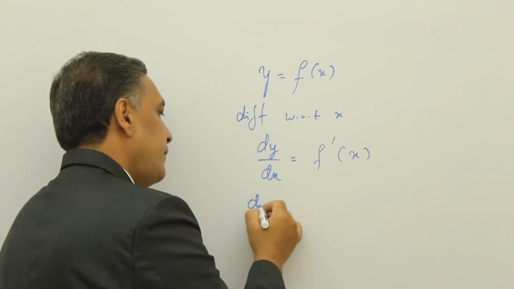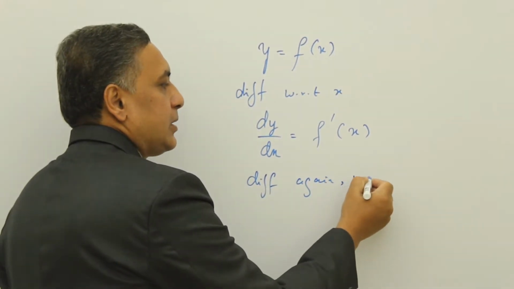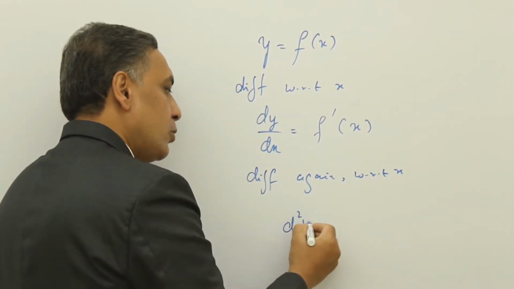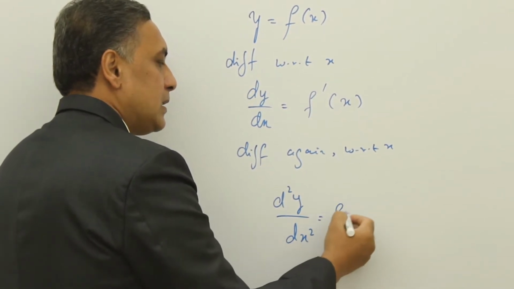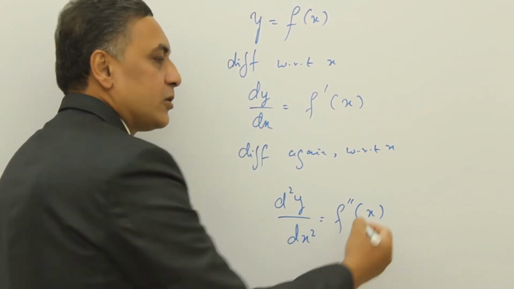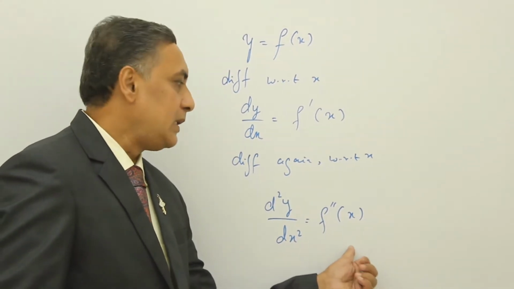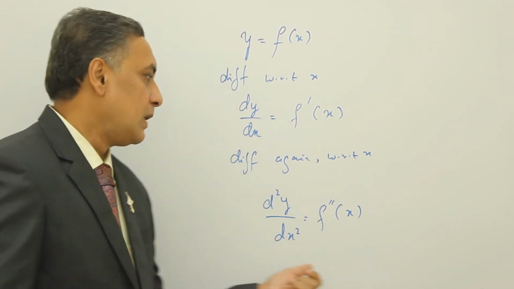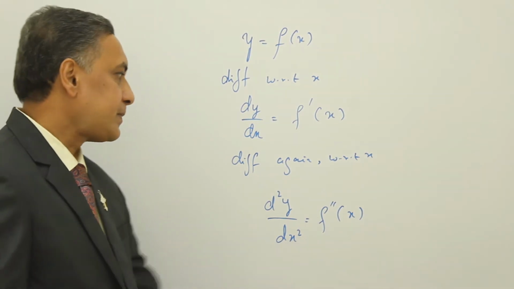So differentiate again with respect to x. Then you will be getting d square y divided by dx square. This is denoted by f double dash of x. This is called second order derivative, or it is referred to as successive differentiation or successively differentiated equation.